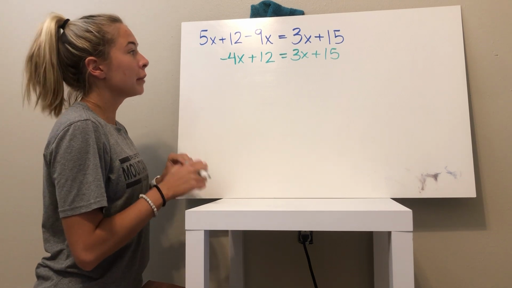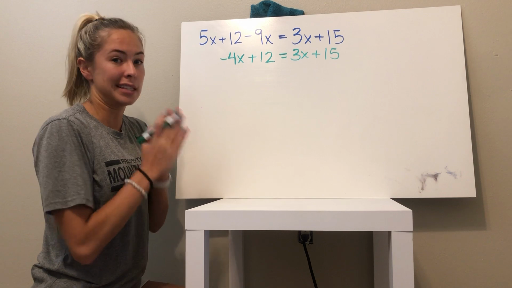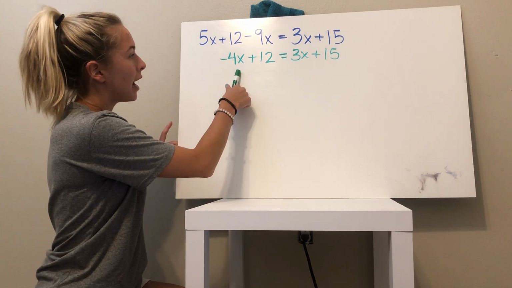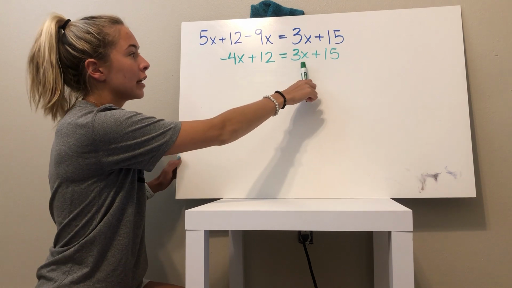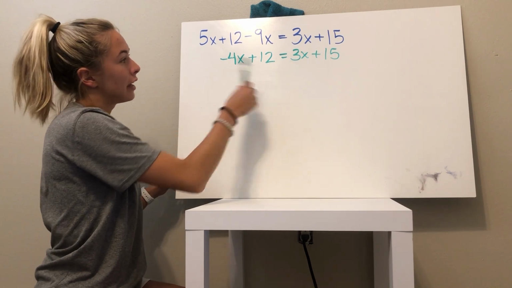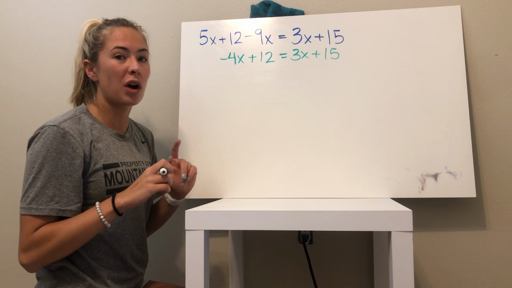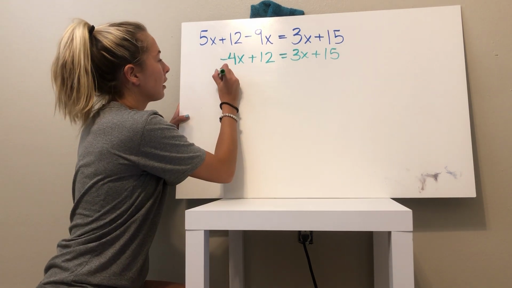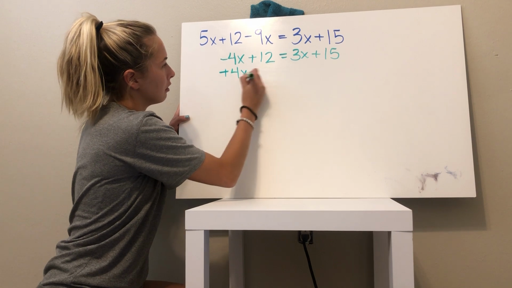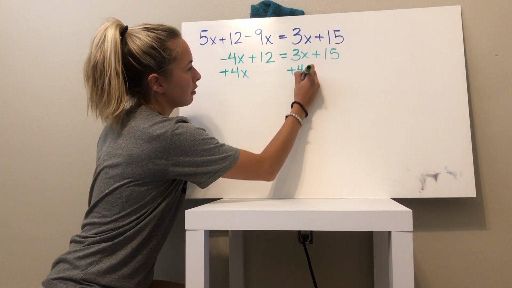So from here, now we have to get the variable terms on the same side. We have a negative 4x, so we could add 4x to both sides. We have a 3x, so we could subtract 3x from both sides. And like I said last video, I don't personally like working with negatives, so I'm going to go ahead and add the 4x to both sides.